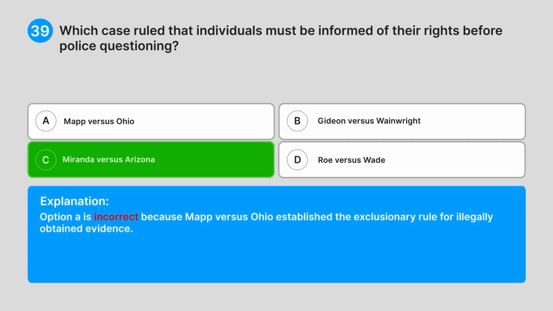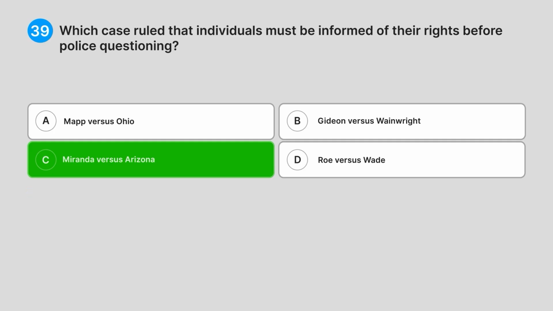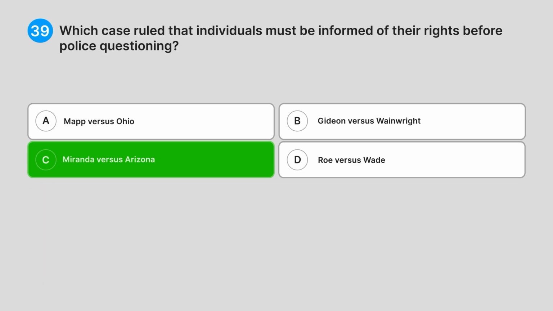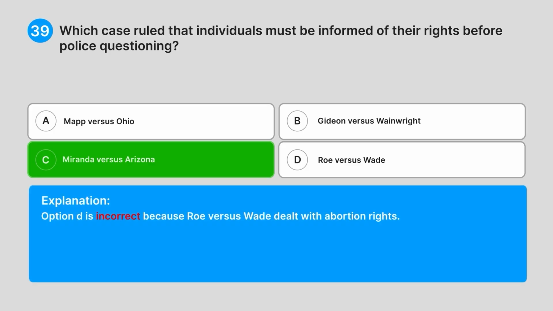Option A is incorrect because Mapp v. Ohio established the exclusionary rule for illegally obtained evidence. Option B is incorrect because Gideon v. Wainwright established the right to an attorney for defendants in criminal cases who cannot afford one. Option D is incorrect because Roe v. Wade dealt with abortion rights.